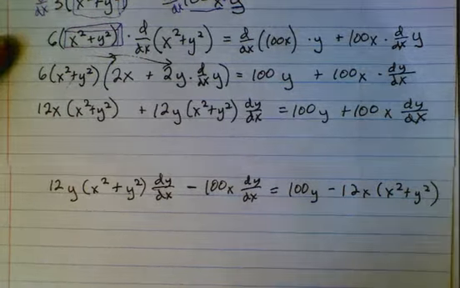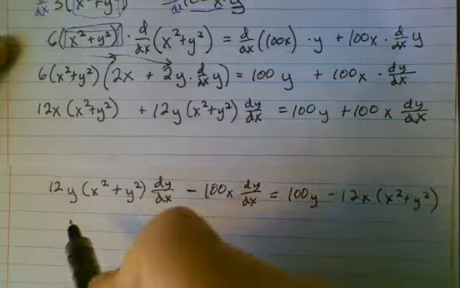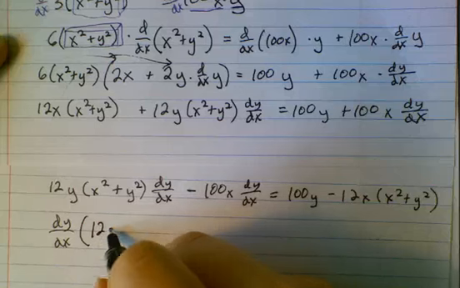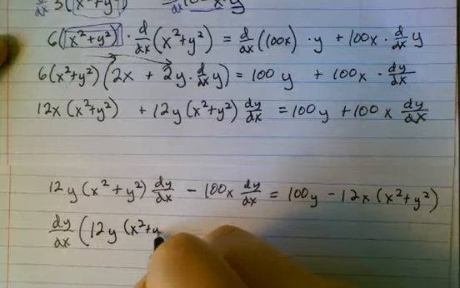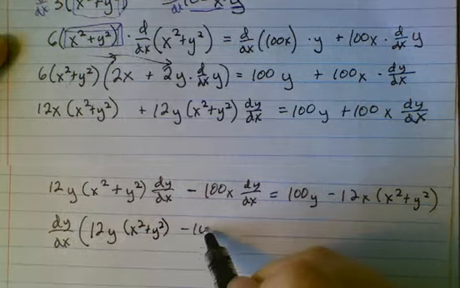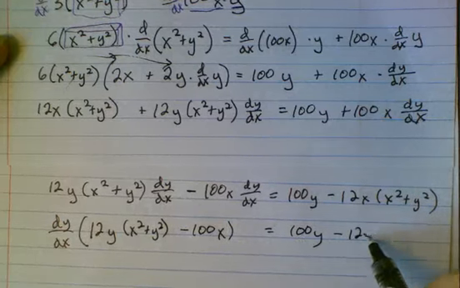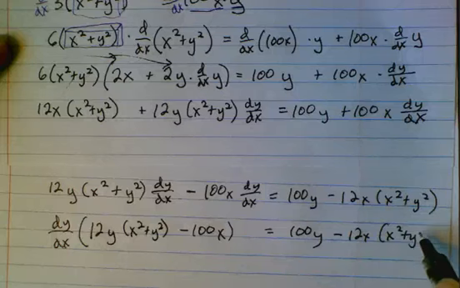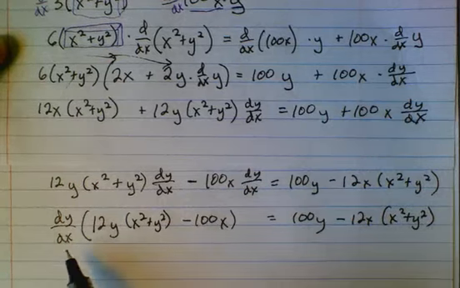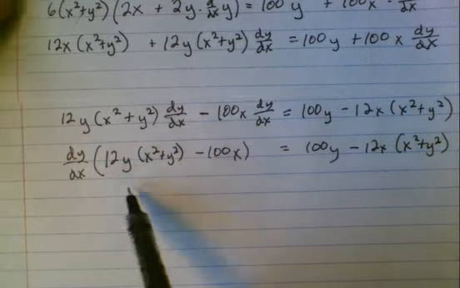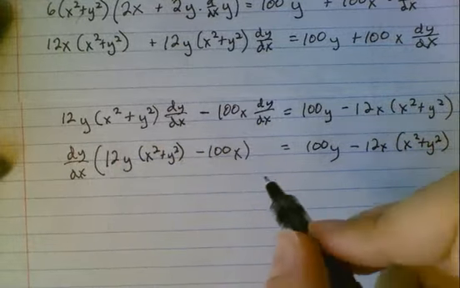Remember from the previous problem, we can factor out this dy/dx: dy/dx times [12y(x² + y²) minus 100x]. And now I can just divide both sides of the equation by this whole big thing, and that'll get me dy/dx by itself.